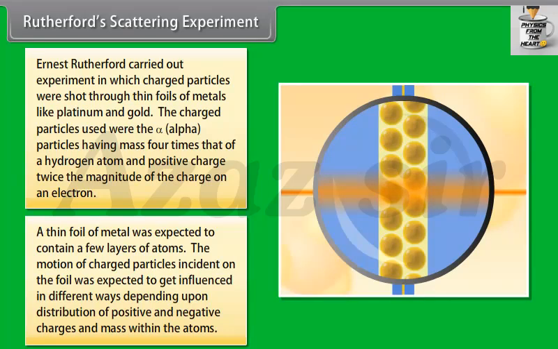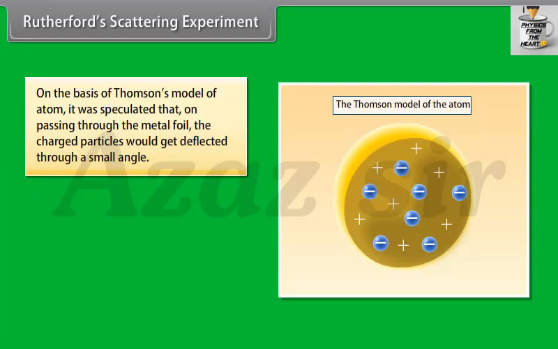The motion of charged particles incident on the foil was expected to get influenced in different ways depending upon distribution of positive and negative charges and mass within the atoms. On the basis of Thomson's model of atom, it was speculated that on passing through the metal foil, the charged particles would get deflected through a small angle.